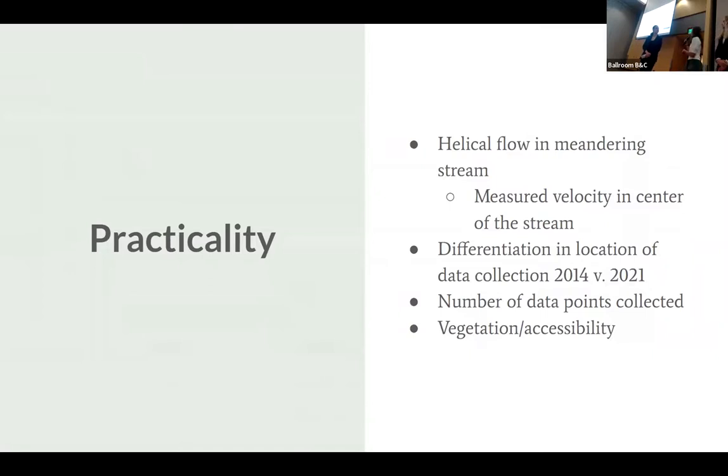And then also, we did not measure our data in the same locations that the group in 2014 did, so that could have skewed our data in comparison. We also, like I mentioned earlier, took 20 data points in 2021, and in 2014, they took 30 data points, so they had a larger data spread. And then, like Reagan mentioned earlier, the vegetation in 2021 has grown severely since 2011 when they input the restoration, so that severely impacted the accessibility of the stream.